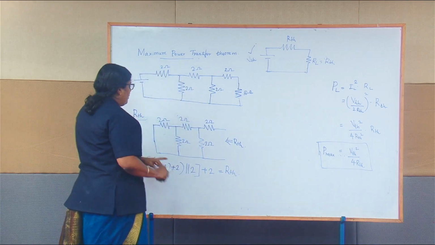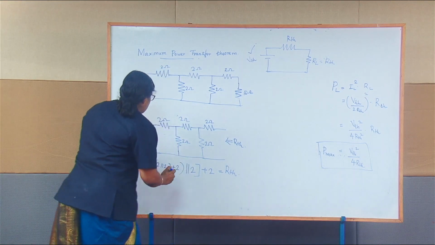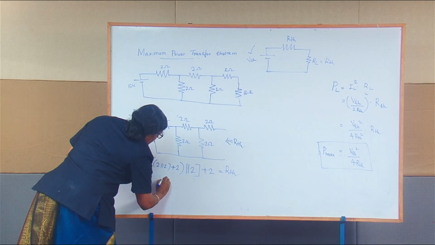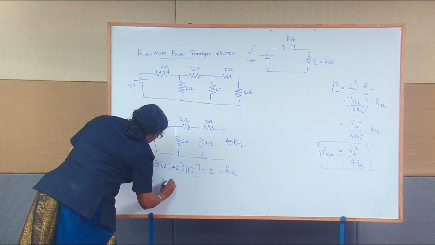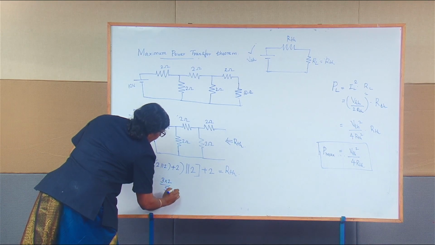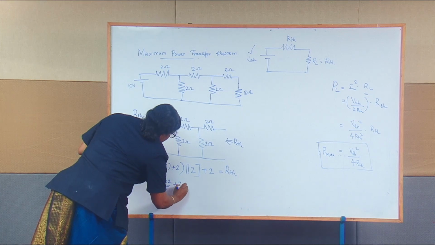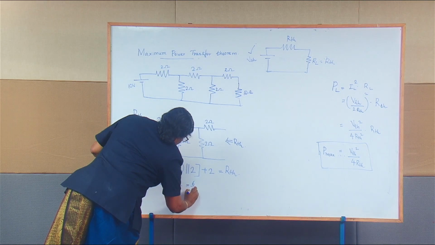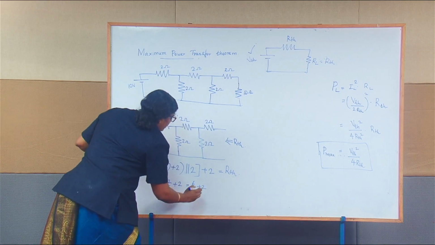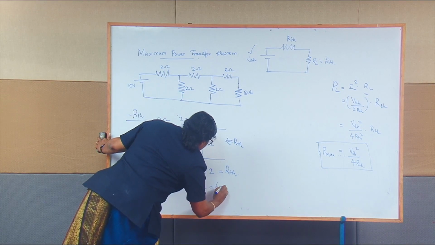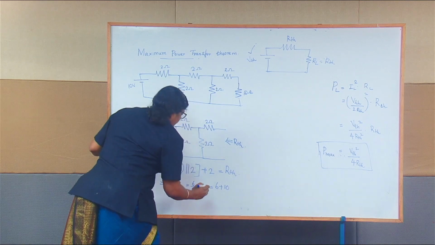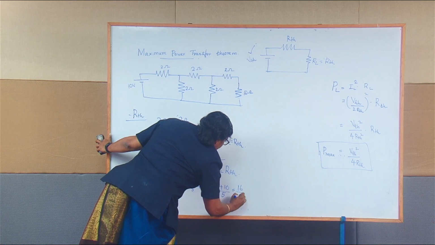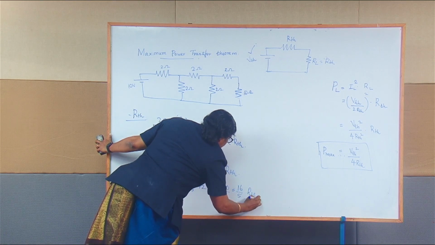Now you can substitute the values: 4 by 4 is 1, 1 plus 2 is 3, 3 into 2 by 5 plus 2, 6 by 5 plus 2, that is 6 plus 10 by 5. That is 16 by 5, your R Thevenin value.